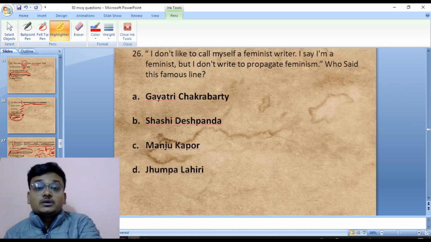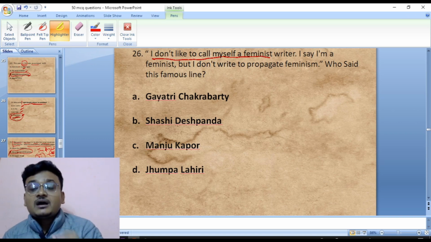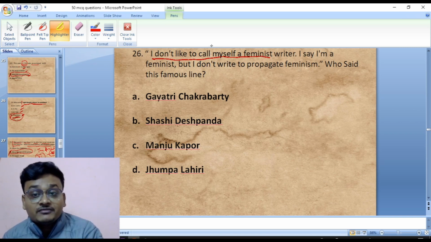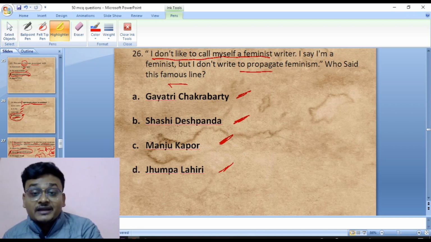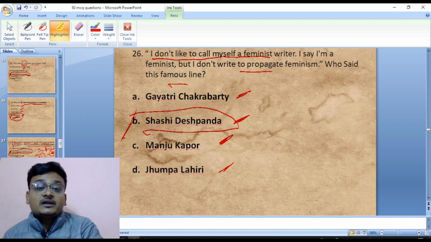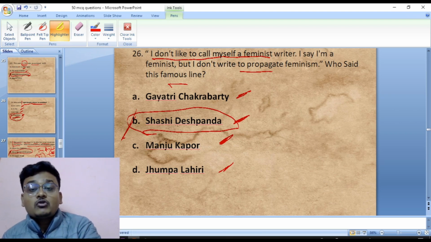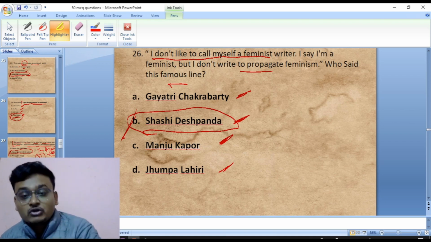Now come to 26. "I do not like to call myself a feminist writer. I say I am a feminist, but I do not write to propagate feminism." Who said this famous line? Was it Gayatri Chakraborty, Sachi Deshpande, Manju Kapoor, or Jhumpa Lahiri? So option B, Sachi Deshpande, is the right answer here. Sachi Deshpande told that she does not like to call herself a feminist writer.